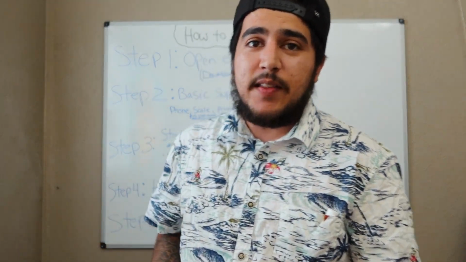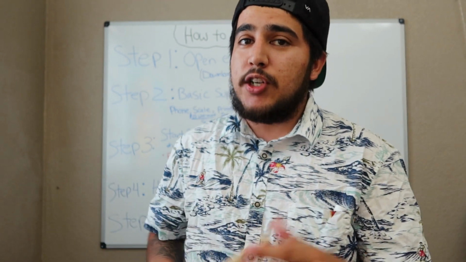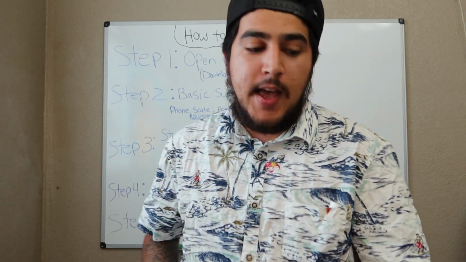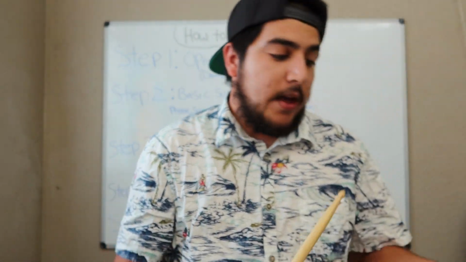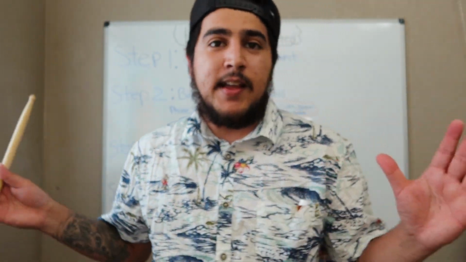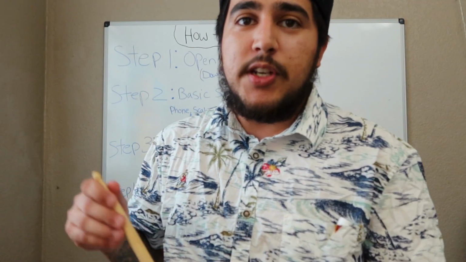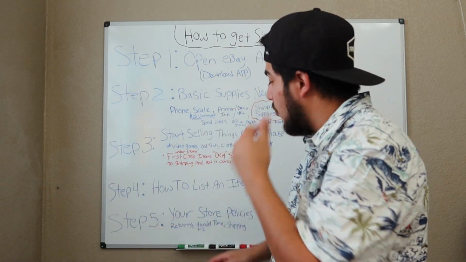Step number 4, how to list an item. So this is going to have to be for another separate video. If you guys want me to show you step by step how to list an item, I could do listing a pair of shoes, how I take pictures of shoes, how I would take pictures of DVD sets, video games, anything. Just put it down in the comments if you guys want me to do a video on how to list an item on eBay, and I will do that for you. So that's step number 4.